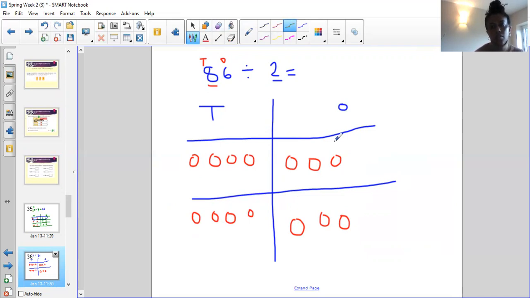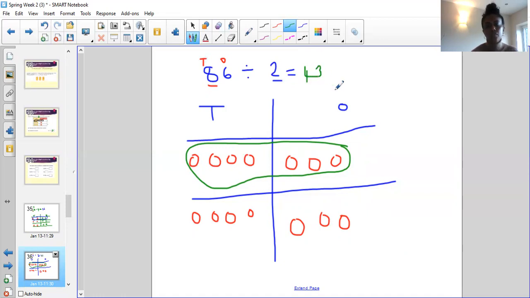So then my answer will simply be the first row. So I have a circle of that and let's have a count. So I've got 10, 20, 30, 40, 41, 42, 43. So my answer is 43. So 86 divided by 2 equals 43.